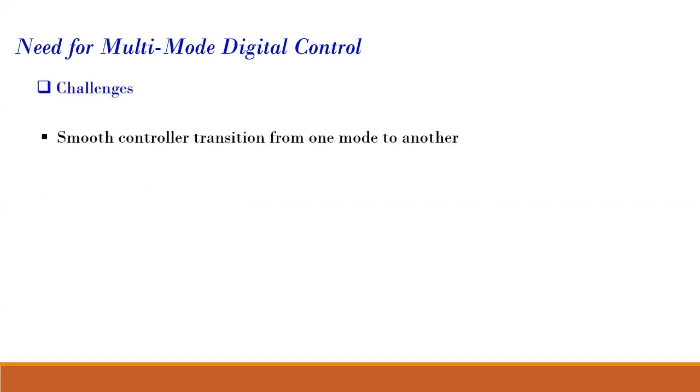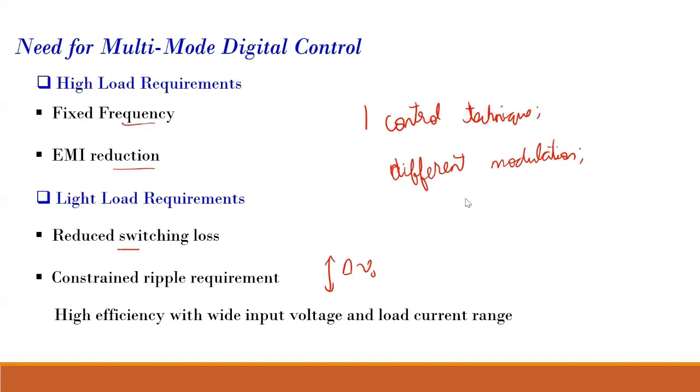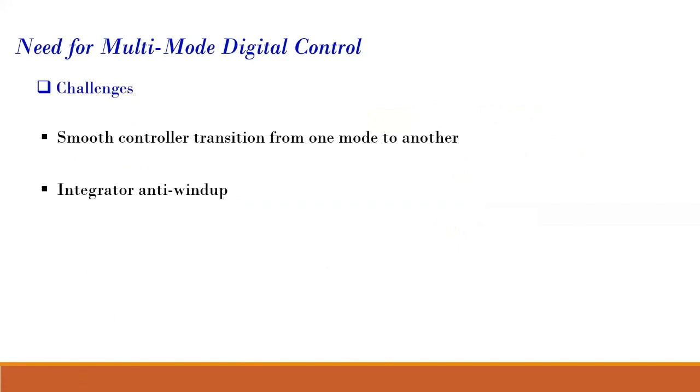So what happens is we were operating, say, in PWM mode, and then we are transitioning to PFM mode. When we are transitioning from one mode to another, it should be smooth. Sudden abrupt changes in the output should not happen because of the transition from one mode to another. That is an important requirement. Integrator anti-windup also is important.